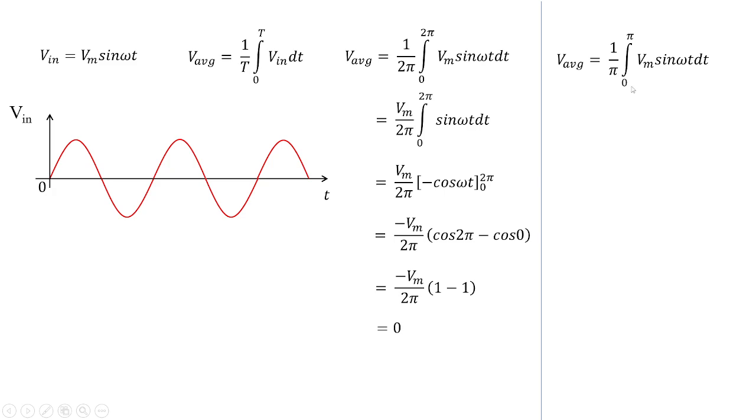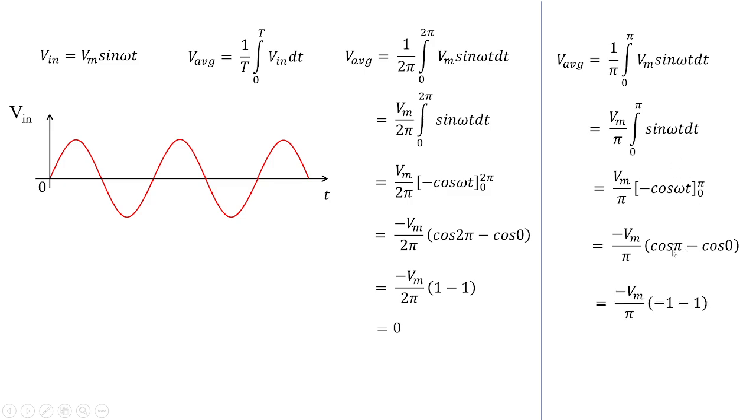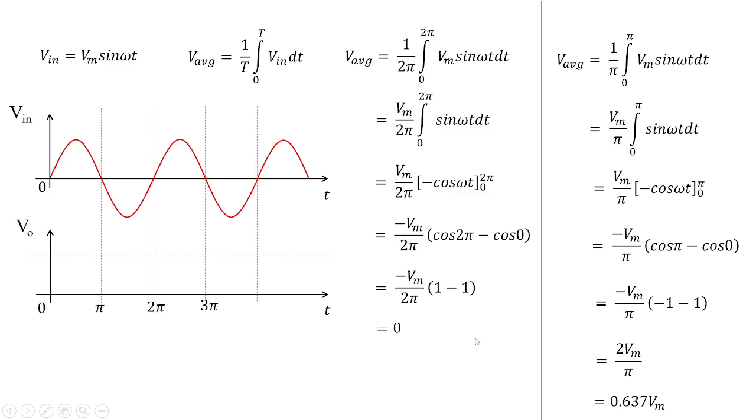Again the lower limit is 0, upper limit is pi, and substituting the value of upper limit and lower limit, I'm going to get the average value, which is 2 Vm by pi, or it is taken as 0.637 Vm. If you plot the output waveform for this, this is how the output waveform would be.